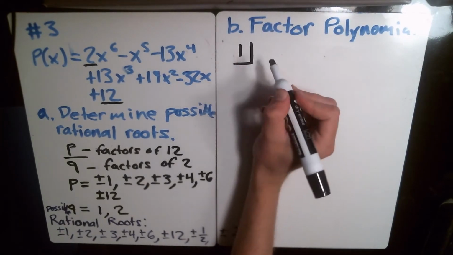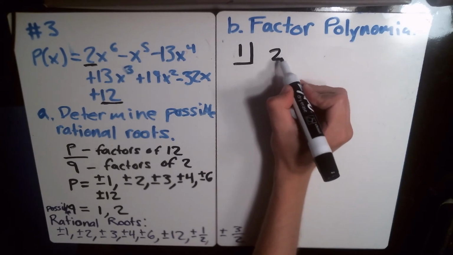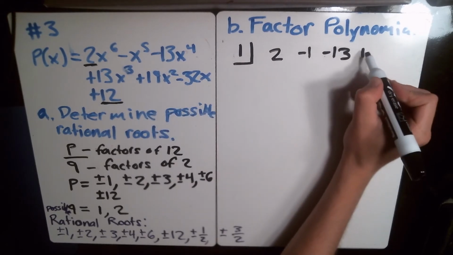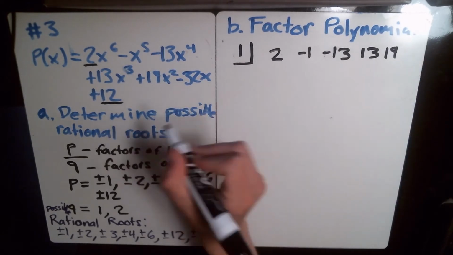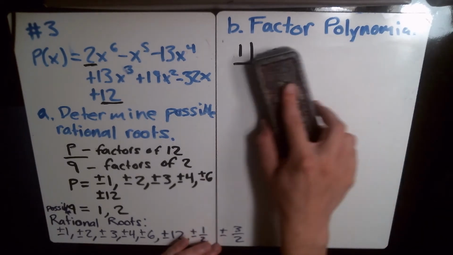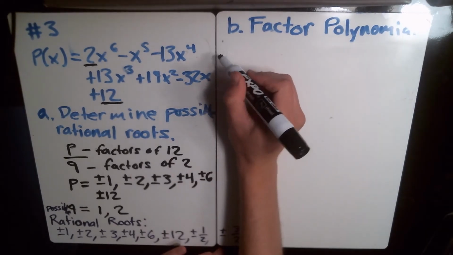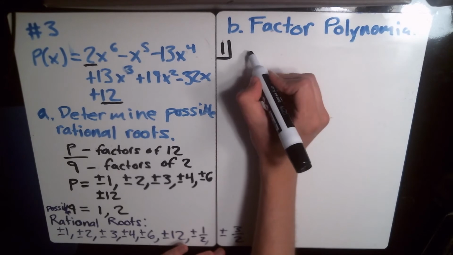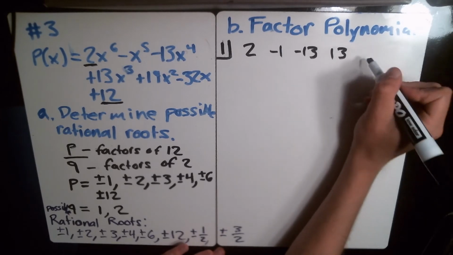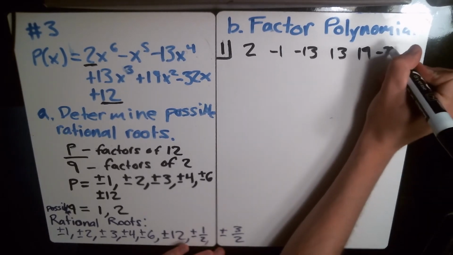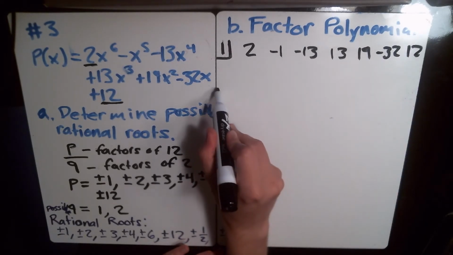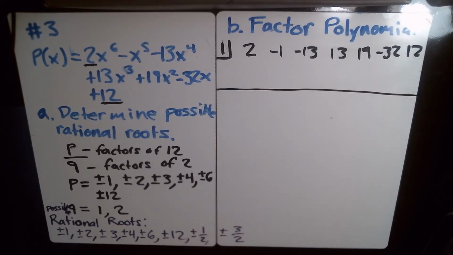So 1 we know is a 0 of this, so then I put the coefficients up here: 2, -1, -13, 13, 19, -32. Oh my gosh, this is a huge problem. Okay, let's do this. So 2, -1, -13, 13, 19, -32, 12. Isn't this just beautiful? I picked the hardest one to do in this video so that you wouldn't have to do it.